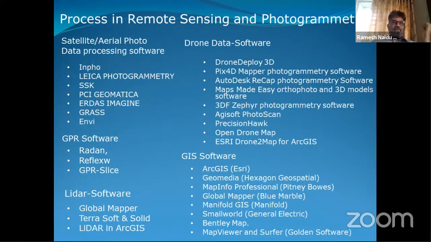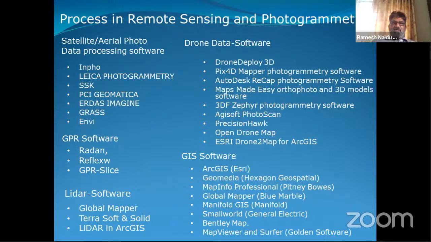So process in remote sensing and photogrammetry. I told you already what sort of process is there with softwares and hardwares. And before using software, what sort of inputs are required, I discussed. And list of softwares, too many softwares are there. Satellite aerial photo data processing softwares are separate. GPR softwares are separate. And to process LiDAR data, softwares are different. To process drone data, the softwares are different. And to integrate all the inputs into a GIS system, GIS softwares are different.